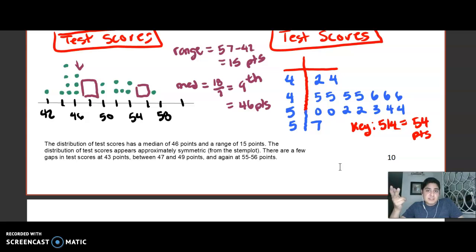Yes, I called it approximately symmetric. And did I give a measure of spread, whether that was the IQR or the range? Yep, I talked about the range. And most importantly, did I give it some context? Yeah, I'm talking about the distribution of test scores. So this is going to be a complete, full-credit response that we would accept on the AP exam.